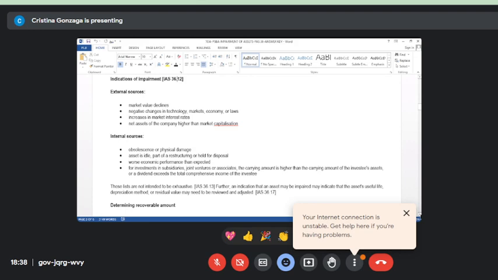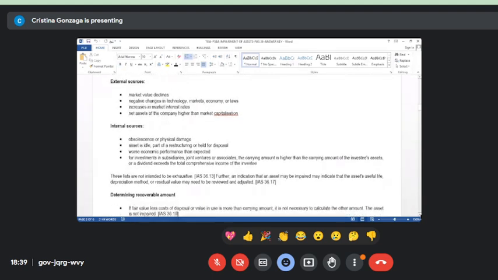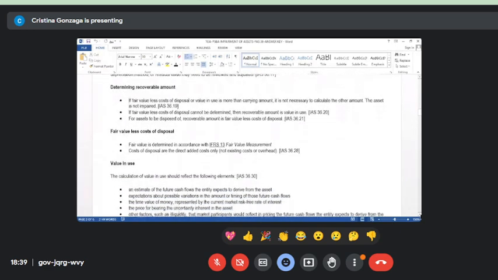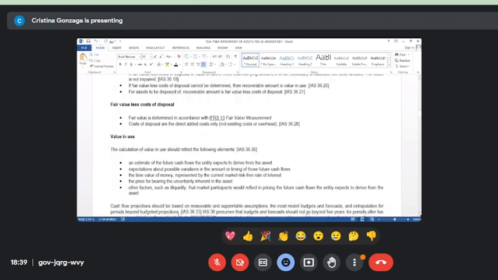Okay? Now these are only examples, and they are not complete. So these are the more common sources of impairment. No information about impairment. Okay? So, alam na natin yung determining the recoverable amount. Okay? So, fair value less cost of disposal versus the value in use, whichever is the higher amount.